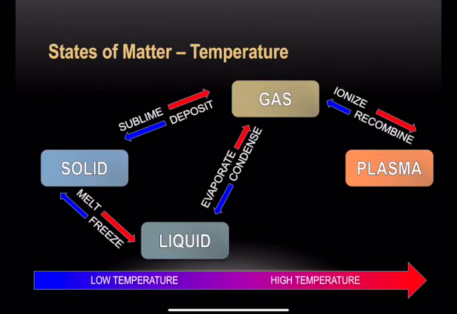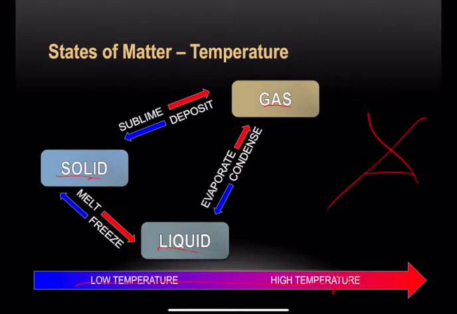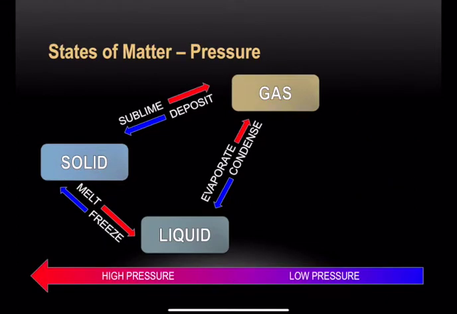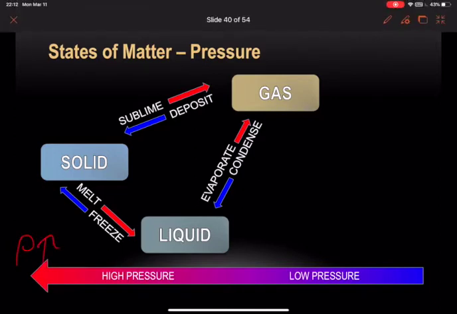All right, and that's because of increasing temperature. As we increase temperature, we're going to change the state of matter from a solid, generally, to a liquid, to a gas, and then to plasma. But again, in this class, we don't care about plasma. All right, but in reality, if we increase the pressure, so this is high pressure, and this is low pressure here.